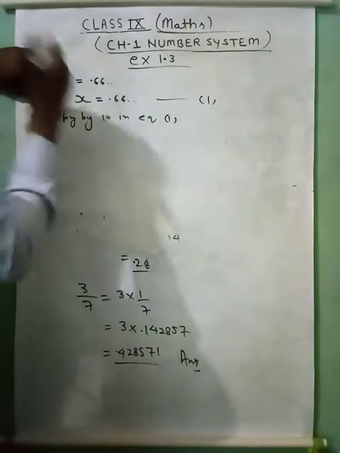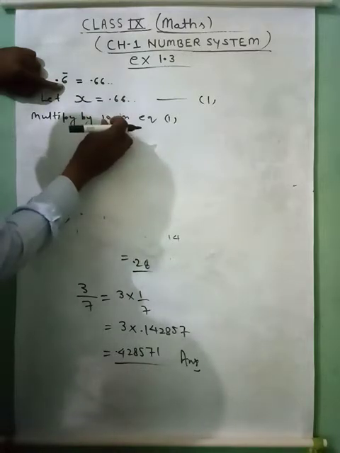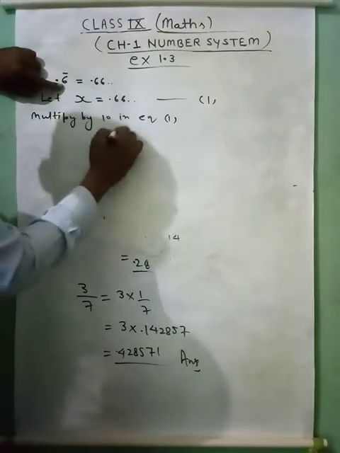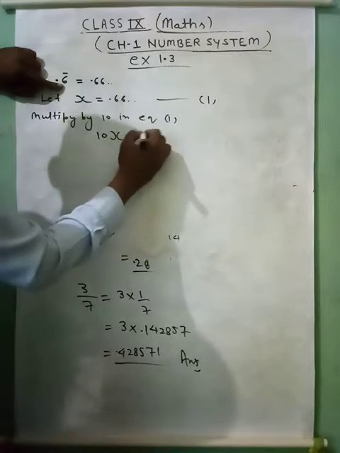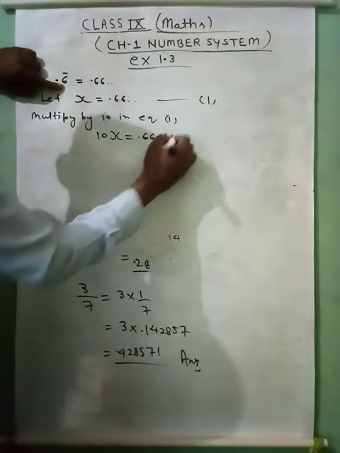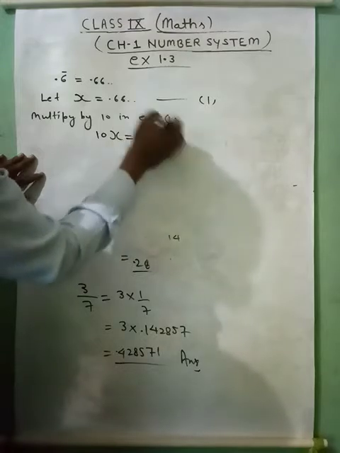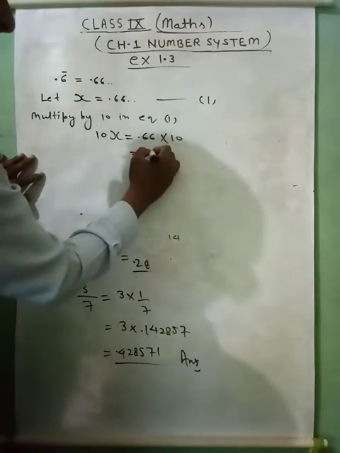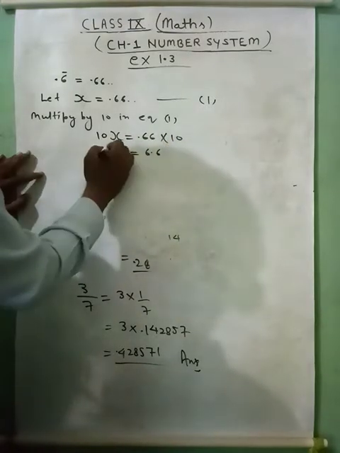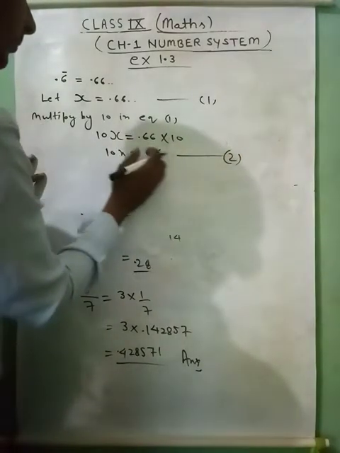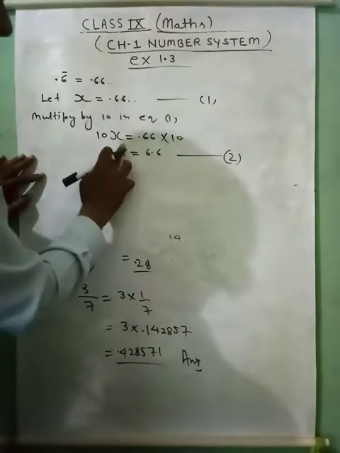So what will it be when equation first is multiplied by 10? 10x is equal to 0.66 into 10. It means the point will go to the right side. After one digit we can write here 6.6. It is 10x. It is the equation second.